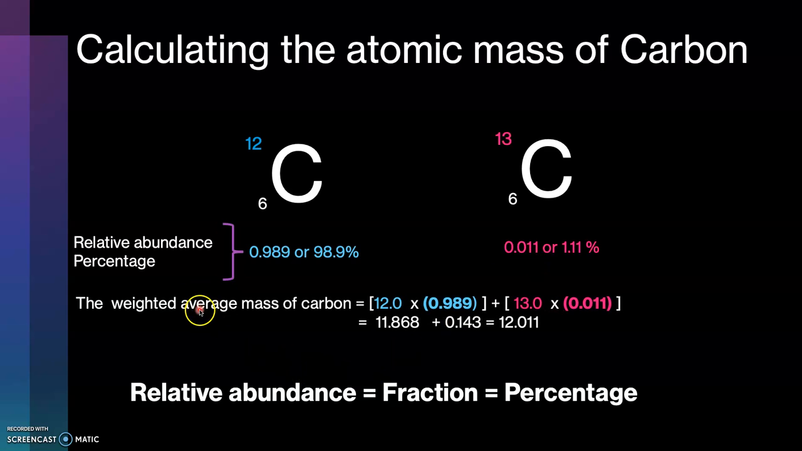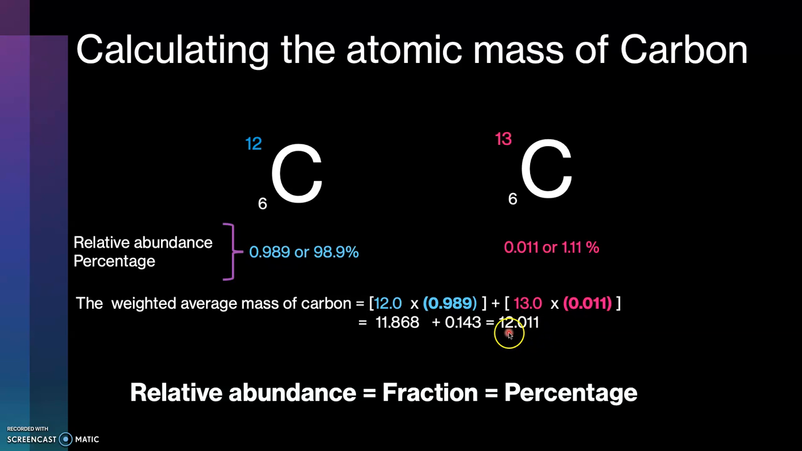To calculate the weighted average mass of carbon, first you take the mass of the carbon-12 isotope, which is 12, and multiply by the relative abundance, or the fraction or the percentage. Then you add the second isotope, the carbon-13 isotope, whose mass is 13, multiplied by its relative abundance of 1.11% or 0.011. When you add them together, it gives you the weighted average mass of carbon.